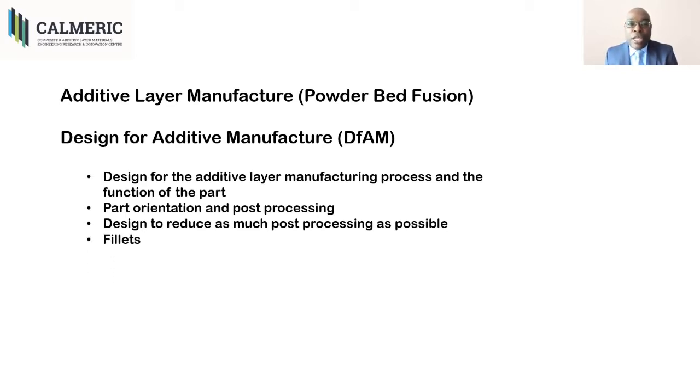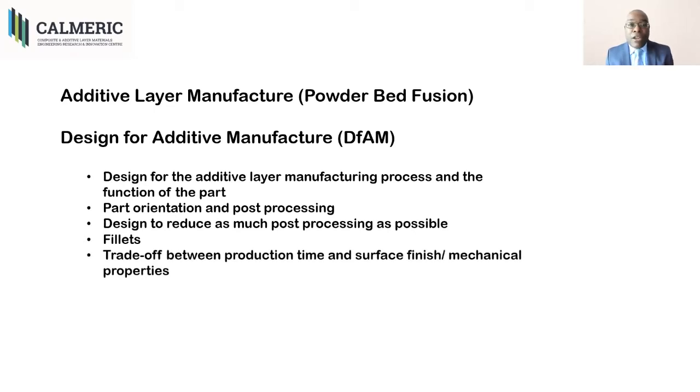One thing that the designer needs to avoid at all costs, if possible, are sharp corners. Hence, fillets are really, really important. Sharp corners are stress raisers, whereas fillets can eliminate a stress concentration. So the designer, again, needs to just think about this when using additive layer manufacturing. And there is a trade-off between production time and surface finish, and between production time and the mechanical properties. So again, this needs to be really thought about right at the start of the design process by the designer and the design engineer when using design for additive layer manufacture.